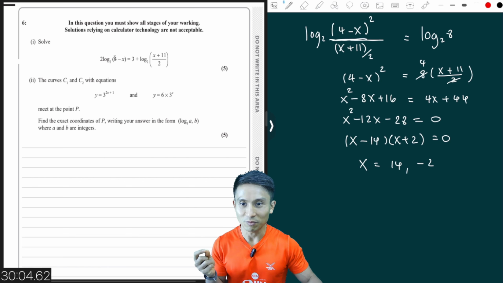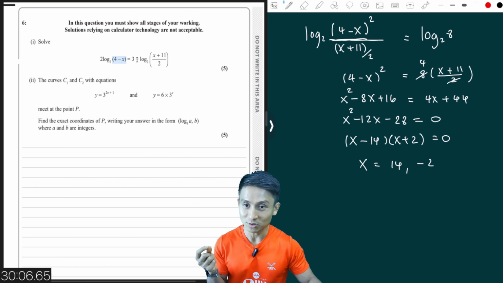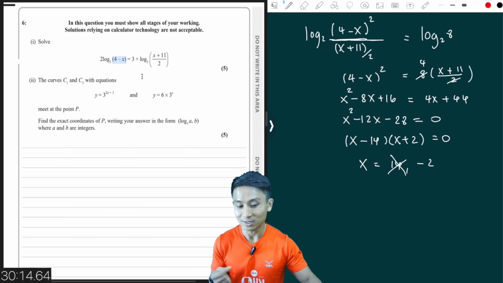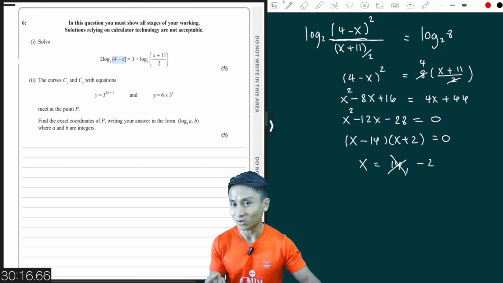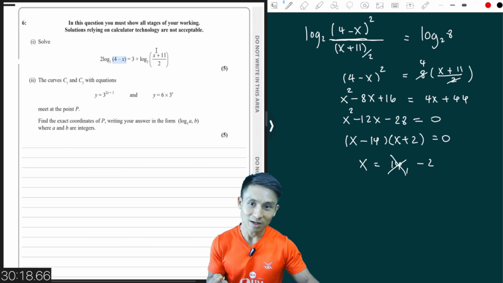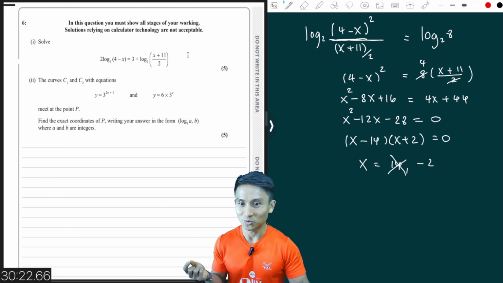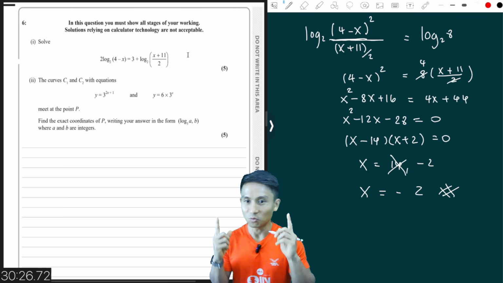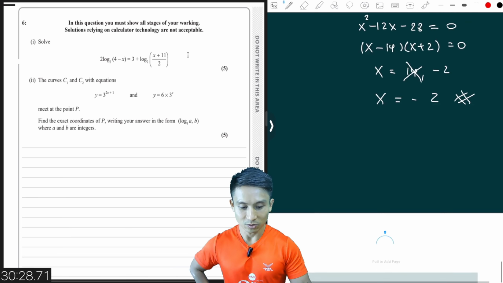For example, if we put 14 in here, of course, you get 4 minus 14, that's minus 10 in the log, which is undefined. So we're going to reject 14, because with minus 2, you will get log 6 here instead. And minus 2 being here, no problem, right? So minus 2 works here. So that means x is minus 2 as the only answer.